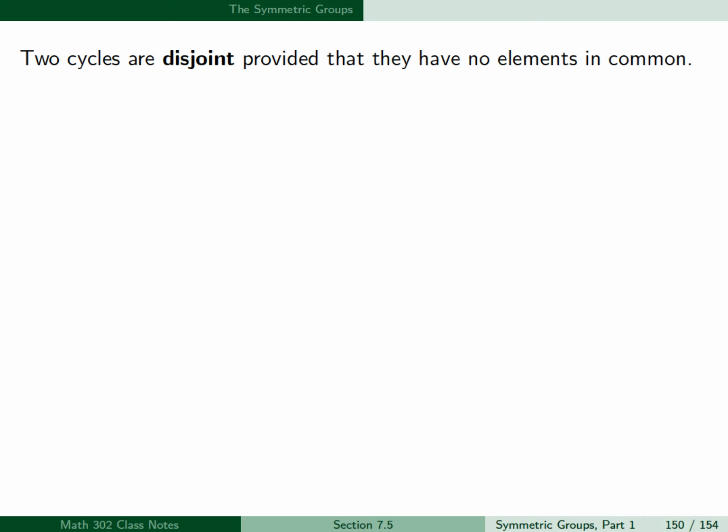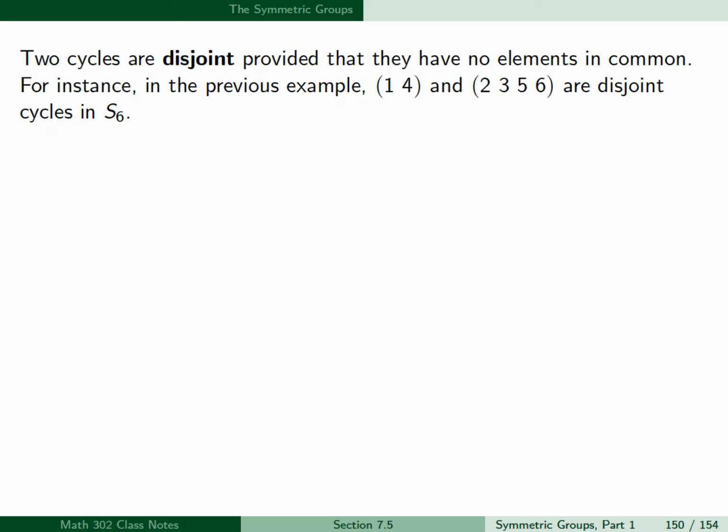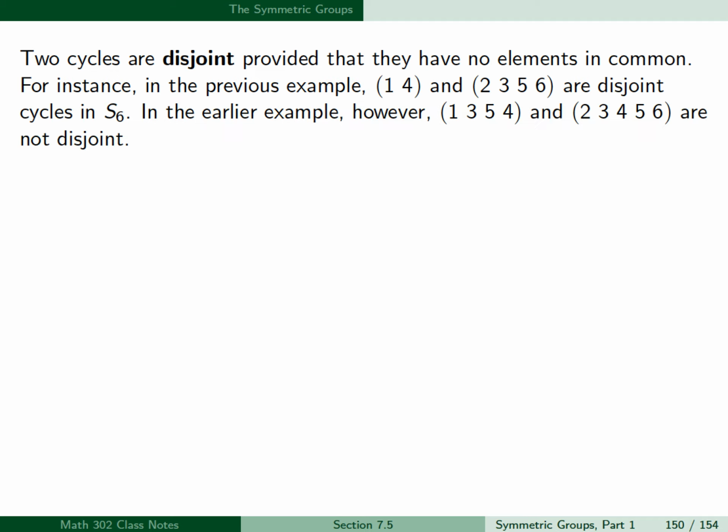Now, two cycles are disjoint provided they have no elements in common. For instance, in the previous example, (1 4) and (2 3 5 6) are disjoint cycles in S6. In the earlier example, however, the 4-cycle (1 3 5 4) and the 5-cycle (2 3 4 5 6) are not disjoint. They share the elements 3, 4, and 5.